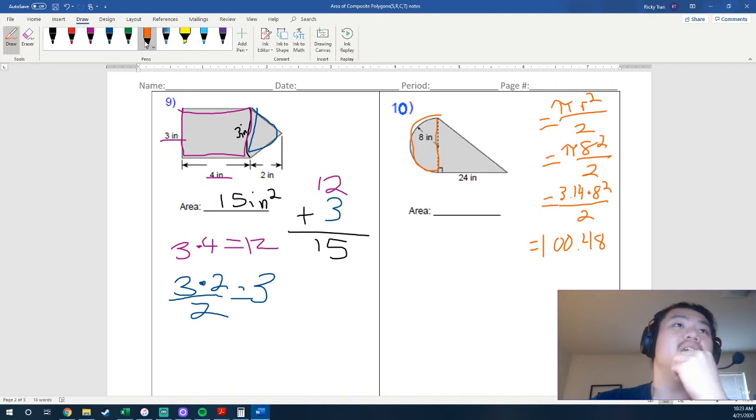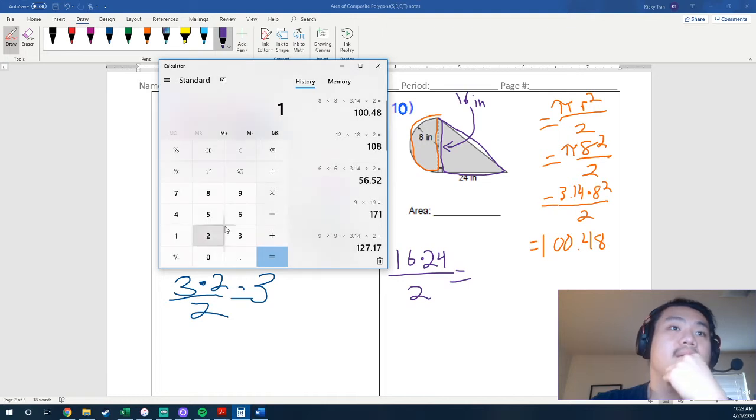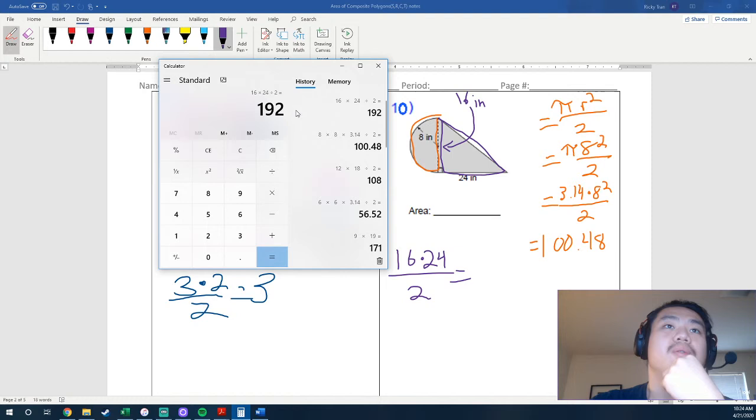Okay, and then let's find the triangle. Again, we got to find this length, which is just twice the radius, so this becomes 16 inches. So it's just 16 times 24 divided by 2, 192.